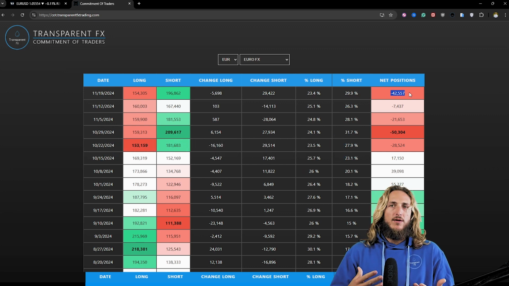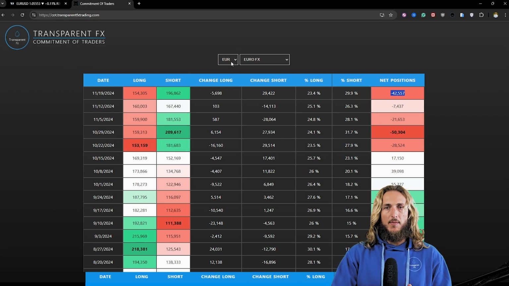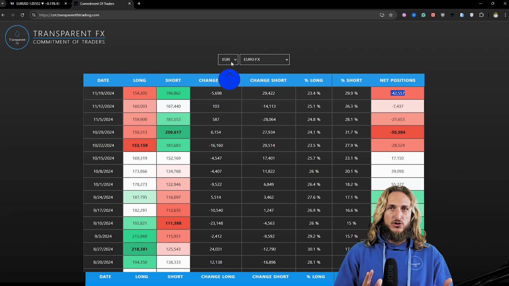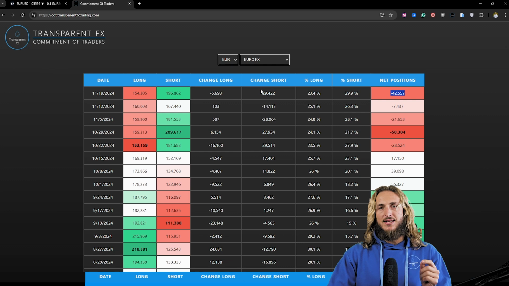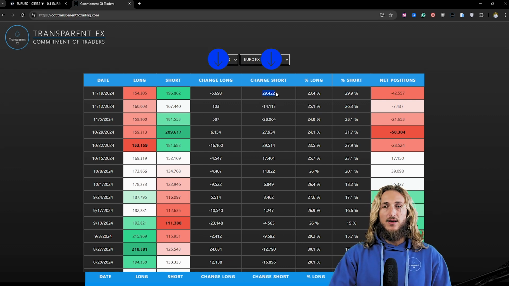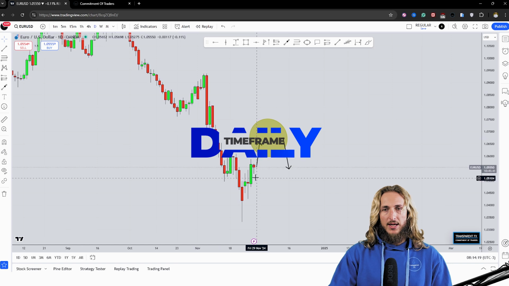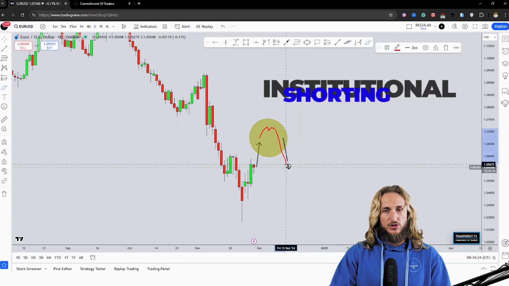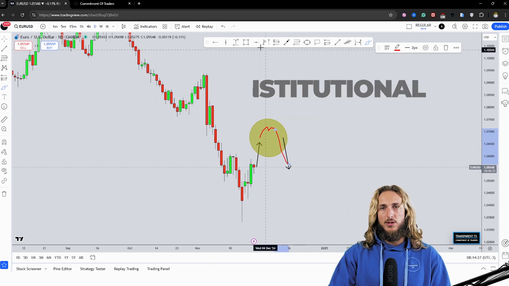Now, if we're looking at the data for the euro, it is important to keep in mind that we are already looking at EURUSD because all currencies on the spot are traded against the USD. So this means that institutions have been shorting aggressively EURUSD, adding 29.4k shorts just with the last report and closing 5,600 longs just with the last report. So clearly institutions are quite bearish at the moment on EURUSD. So if the market will raise into this area, there is an increased probability of seeing even more shorting, potentially pushing the price lower and completing this W formation.